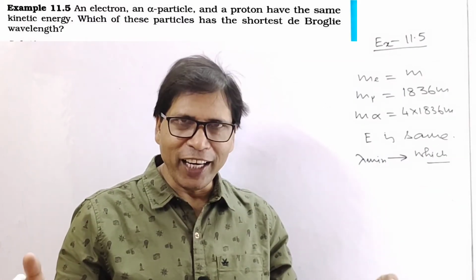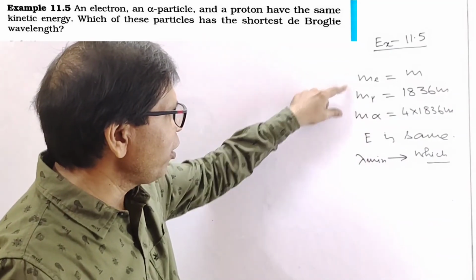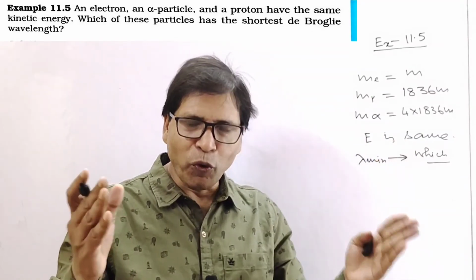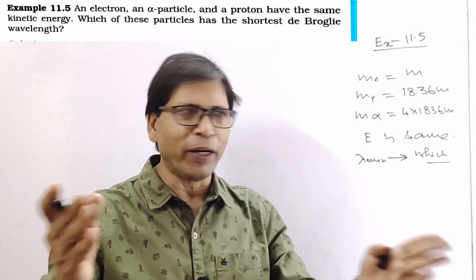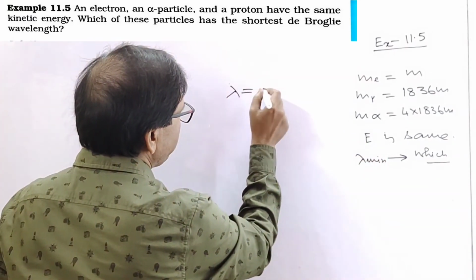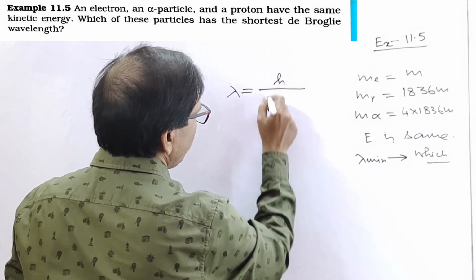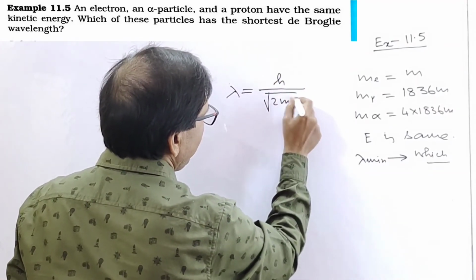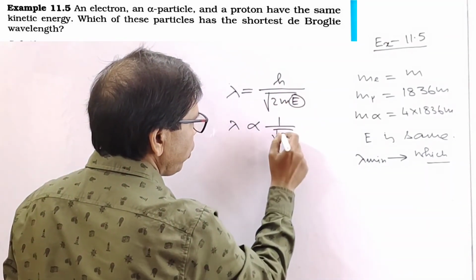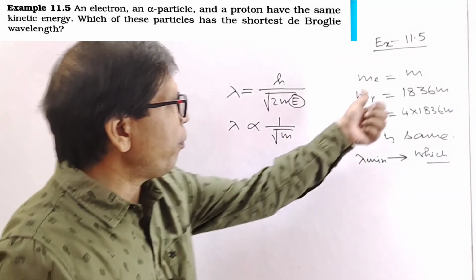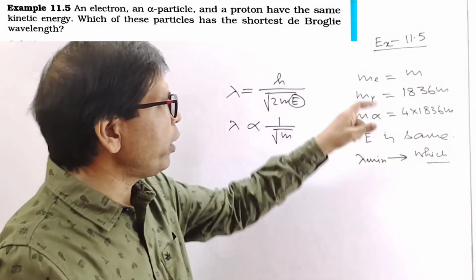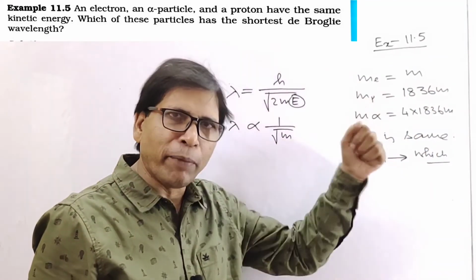Okay, now example 11.5. An electron, proton and alpha particle have the same kinetic energy. Which one has the shortest possible lambda? In terms of kinetic energy, the de Broglie wavelength lambda is equal to h by root under 2mE. The kinetic energy is the same, so lambda is proportional to 1 by root m. The mass of the electron is the least of all three. As mass is least, its de Broglie wavelength is maximum.